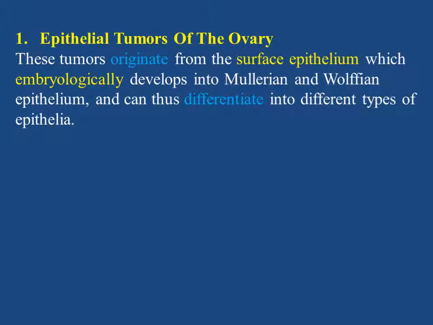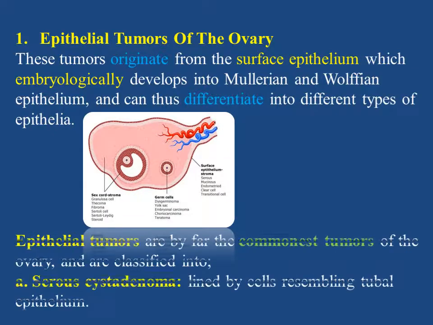Then the epithelial ovarian tumor, as I told you, originates from the surface epithelium, and this embryologically develops into Mullerian and Wolffian epithelium, which differentiate into different types of epithelium. These epithelial tumors are by far the commonest tumors of the ovary, 60 to 70%.